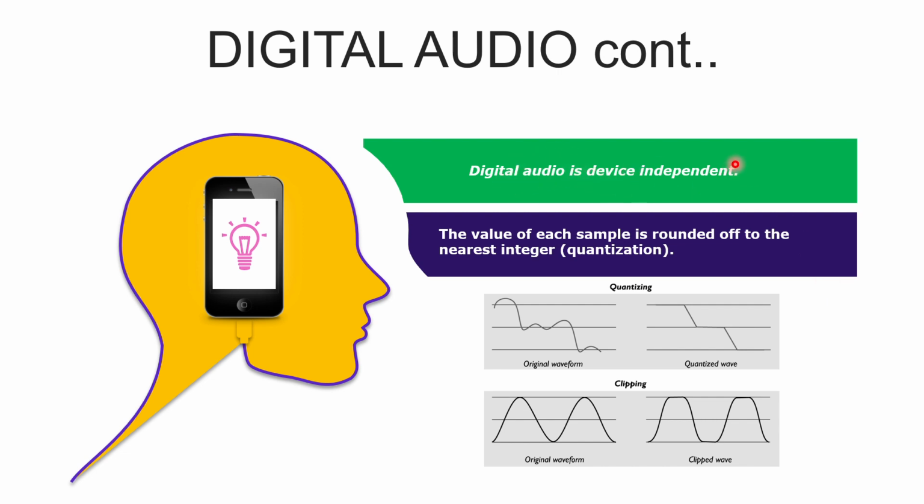Digital audio is device independent, and basically the value of each sample is rounded off to the nearest integer. That means quantization. As you can see here is the example of the quantizing. From the original waveform without quantize, and then the quantized wave. And then below is the clipping from the original waveform. After clipping, the wave will be like this.